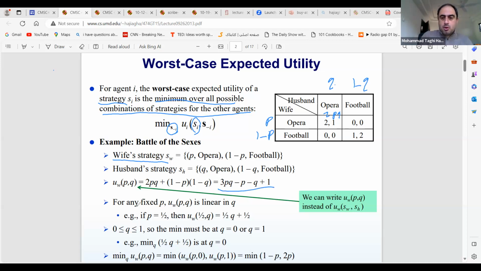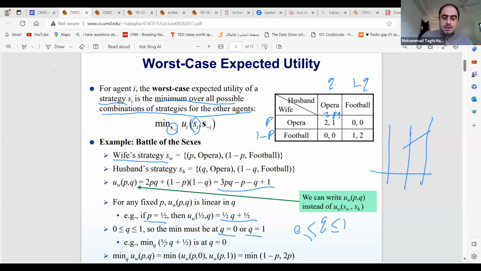Now, this is the important fact that we are using. If you assume P is fixed, then for any fixed or constant P, the formula above would be linear in Q. So if you put P equal to 1/2, then we get 1/2 Q plus 1/2. Whenever we have a linear function, and we know that Q is a probability, so it is between 0 and 1, then we know that the minimum or maximum happens at the boundaries. And here the boundary is Q equal to 0 or Q equal to 1.